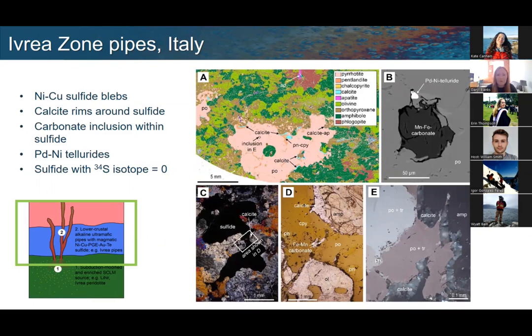And here we've got calcite in the blue that forms these rims around the sulfide. So we're seeing these quite remarkable textures. And this is just exemplified in these bottom images, where again, we're seeing this carbonate forming the rims along the sulfide. And in addition to this, we've got inclusions within the sulfide itself, as well as palladium nickel tellurides. And just important to note that these sulfides show mantle-like sulfur isotope compositions.